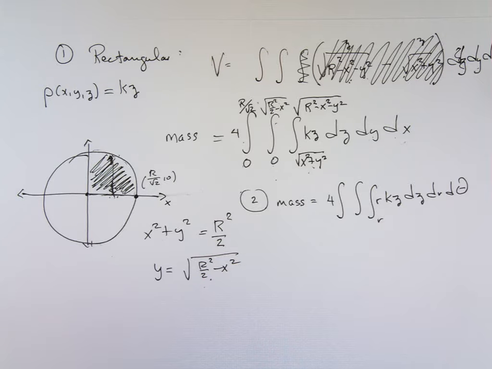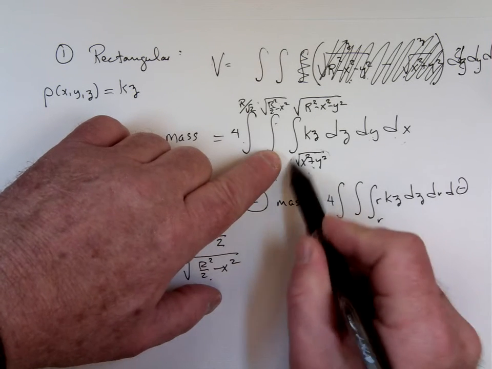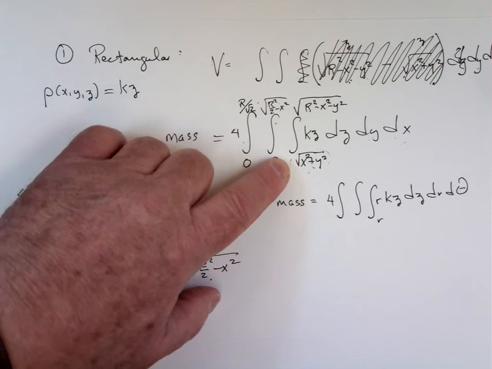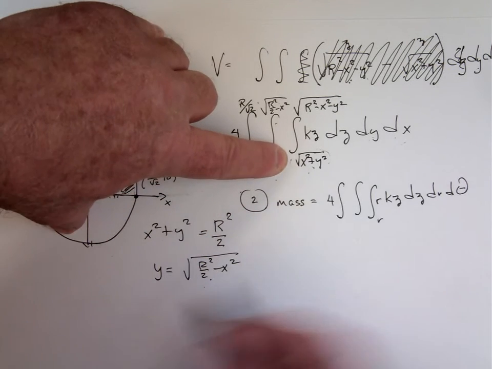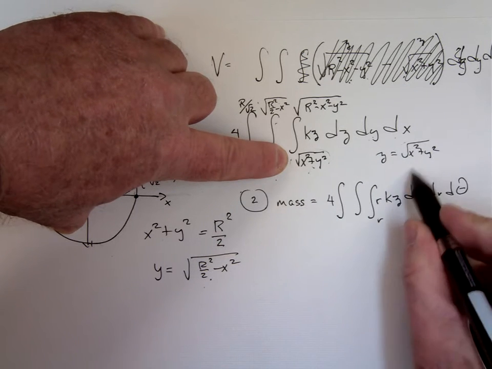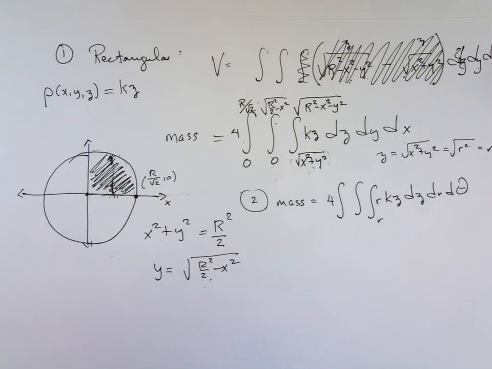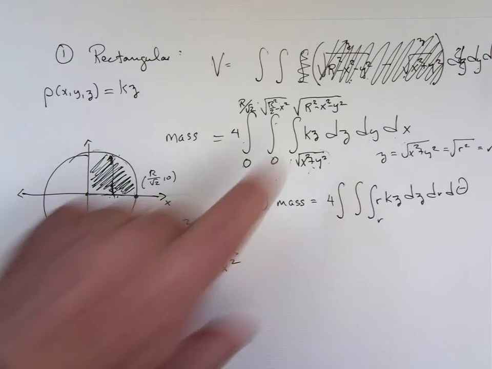Can you explain again how you obtain r for dz's lower limit of integration? I got that by looking at the lower boundary here. That limit is z equals the square root of x squared plus y squared. That's what it represents. X squared plus y squared is r squared, and that gives you r. Okay, so that's the lower boundary. The upper boundary is the square root of R squared minus r squared?